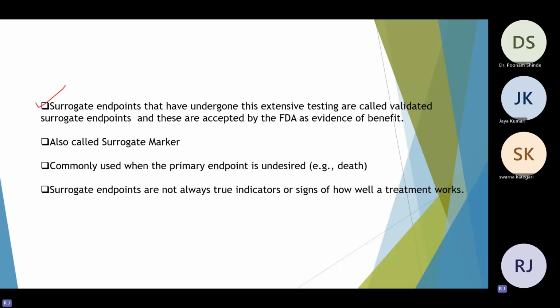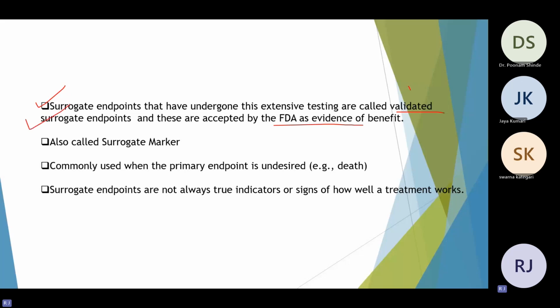Okay. So a few more things about the surrogate endpoint. Surrogate endpoints that have undergone extensive testing are called validated surrogate endpoints, and these are accepted by the FDA as evidence of benefit, because in the last 30-40 years we have used many surrogate endpoints instead of primary endpoints. Okay, now we have good data. Instead of these primary endpoints, we can use surrogate endpoints, and we can determine the actual efficacy of a drug molecule. Those surrogate endpoints which have been used for many years, for which we have enough data, are called validated surrogate endpoints.